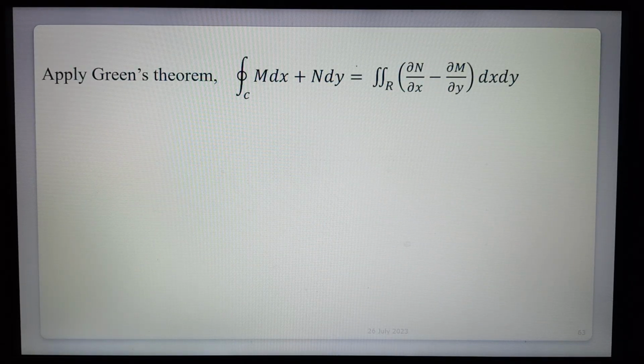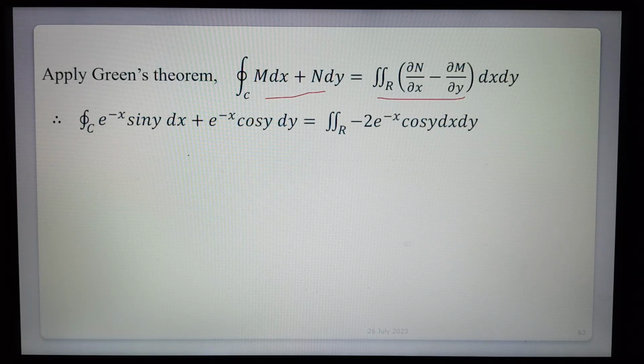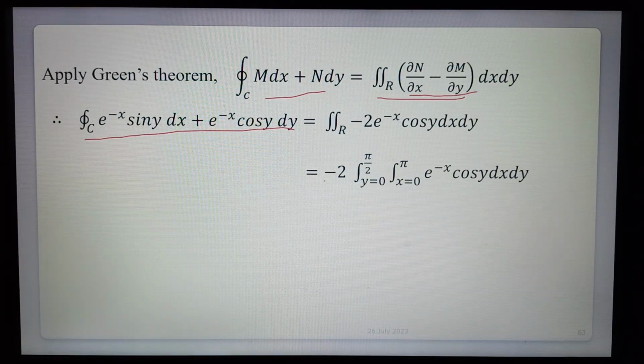So now finding the integration from Green's theorem. Line integration is equal to double integration. So the given line integration is equal to the integral over R of minus 2 into e power minus x into cos y dx dy. Okay, y limits constant, x limits constant, so minus 2 is common. Integration y from 0 to 5 by 2, integration x from 0 to 5 of e power minus x into cos y dx dy.